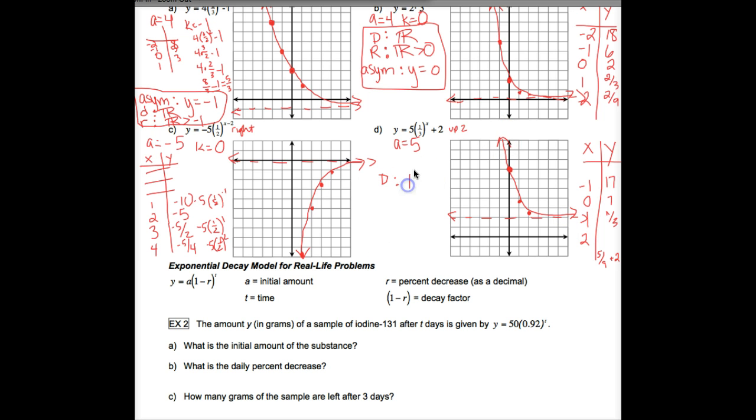My domain is all real numbers as usual. My range is all real numbers greater than 2 because they're above the asymptote. And as previously stated, my asymptote is y equals 2.